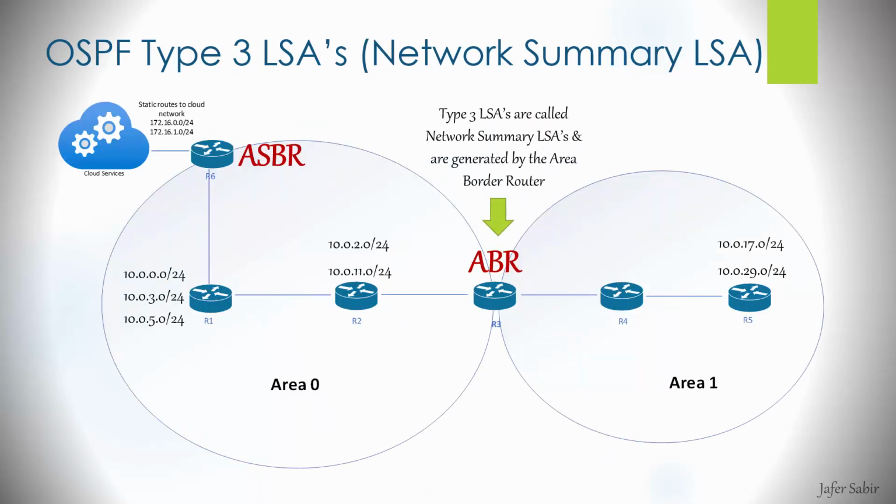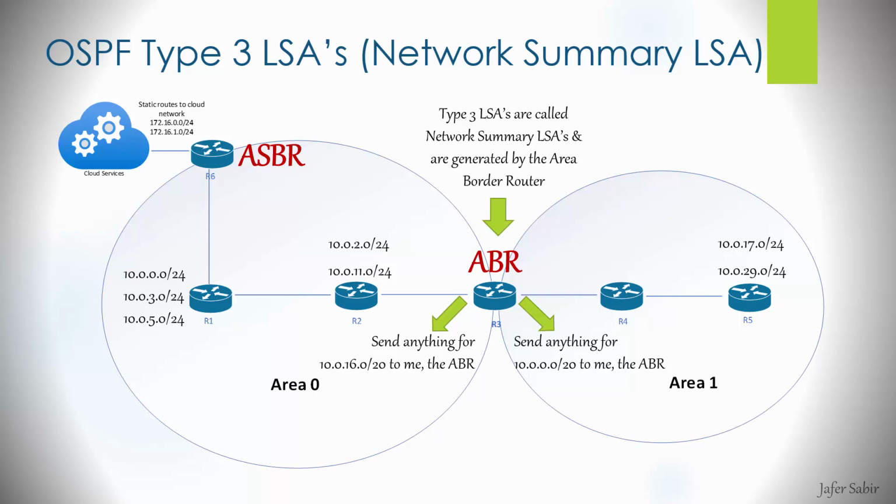LSA type 3 is called a network summary LSA. This is because it's generated by the area border router, or ABR, and one of the main jobs of an area border router is to advertise the subnets as summary networks for its areas when advertising them to other areas. So rather than advertising many prefix /24 subnets, you can summarise them with a single summary network, such as with a prefix of /20. You need type 3 LSAs to be able to forward traffic into different areas.